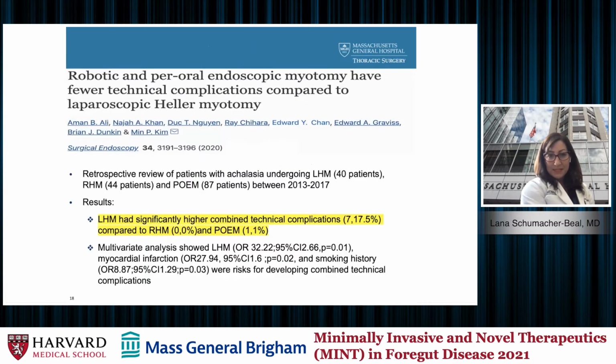And so more recently, this study published in 2020 by Dr. Kim's group looked at robotic and POEM versus laparoscopic Heller myotomy and looked at all the complications. This was a retrospective review of patients with achalasia undergoing laparoscopic Heller, robotic Heller, or POEM between the years of 2013 to 2017. And the laparoscopic Heller myotomy group had significantly higher combined technical complications compared to the robotic group and the POEM group. And these were mainly perforations and conversions that were noted.